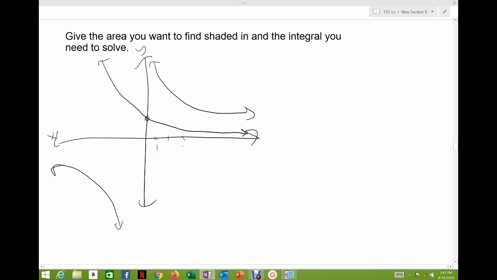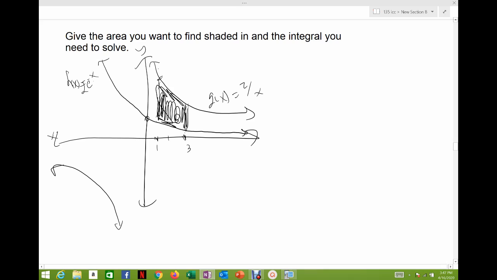And we want to find the area from 1 to 3. So this is the area that we're looking for. We want to find the area between these two functions, between 1 and 3. So this is my g of x, 2 over x, and this is my h of x, which was my 2e to the negative x.